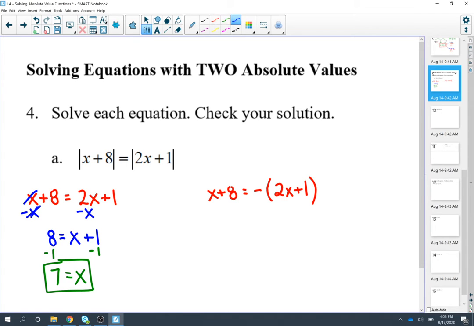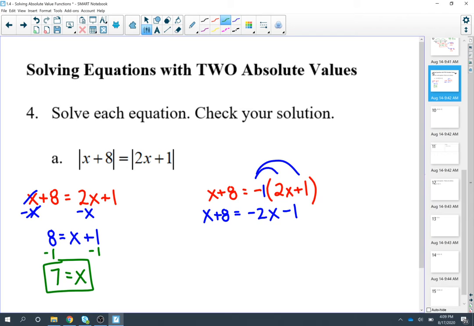Moving on, before I can start to solve this one, I actually need to simplify. So x plus 8 equals, we're going to distribute our negative, so negative 2x minus 1. Okay, this is just a negative 1. Negative 1 times 2x is negative 2x. Negative 1 times positive 1 is negative 1.